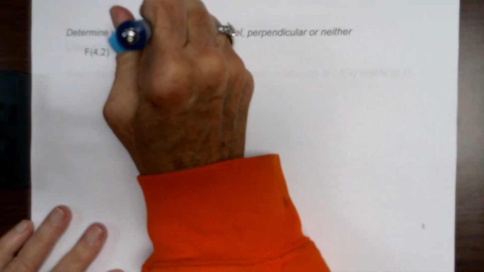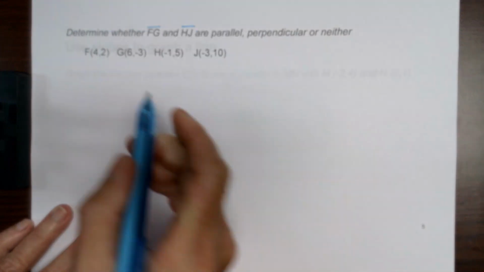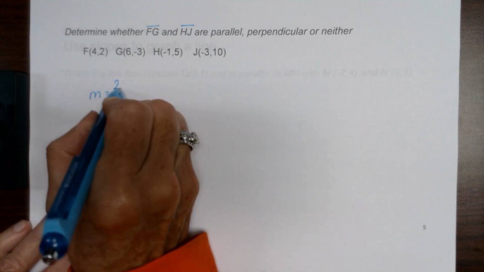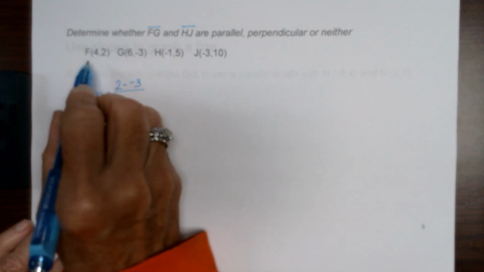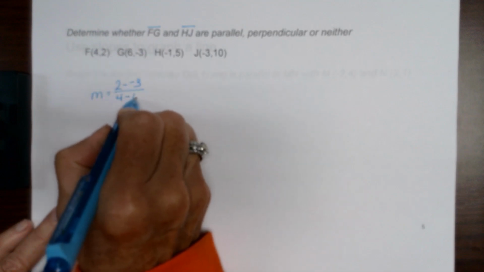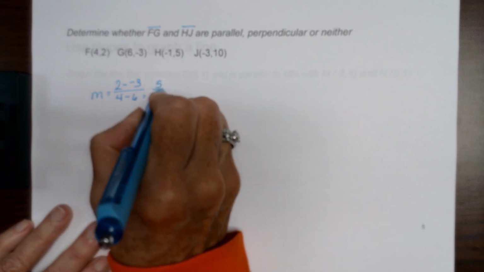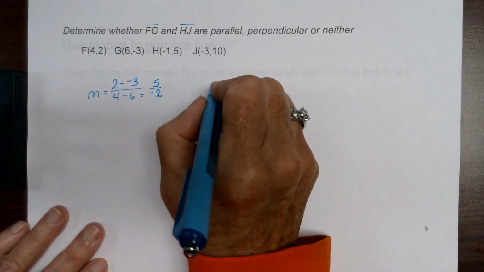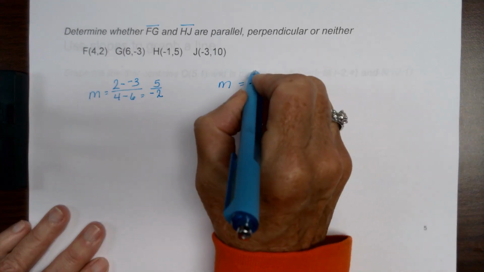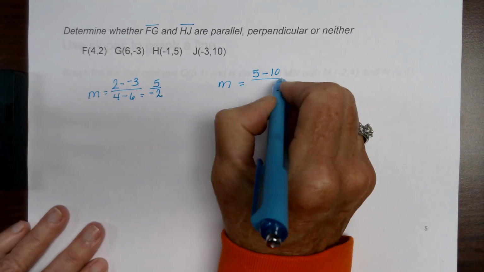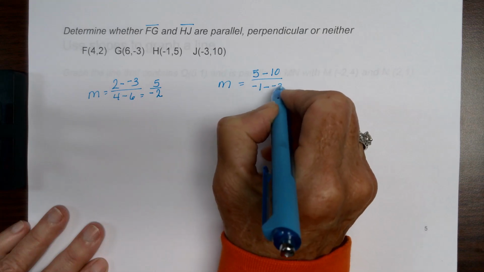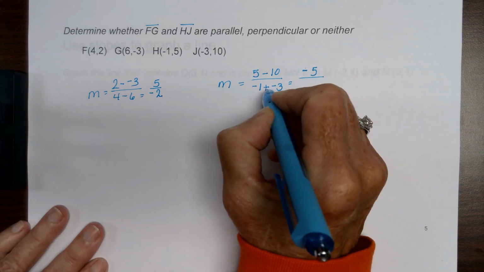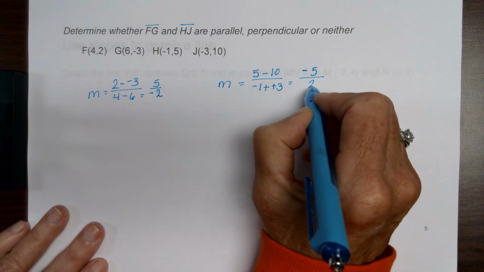Okay, again, you're comparing FG and HJ. So I have the slope of FG is 2 minus a negative 3 over 4 minus 6. So on the top I have a 5, on the bottom I have a negative 2. And then the slope on this one, I have 5 minus 10 on the top, and I have negative 1 minus a negative 3. So that's going to give me a negative 5 on the top, and on the bottom it gives me a positive 2.